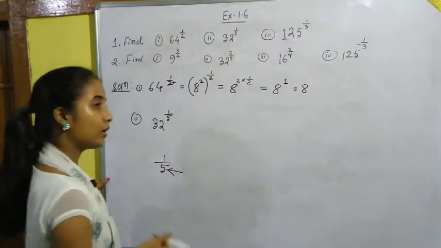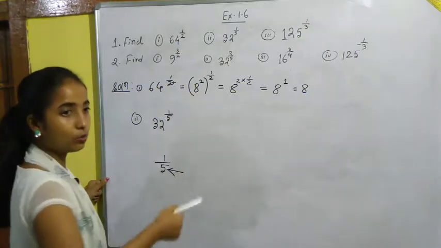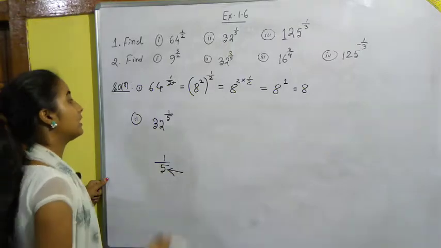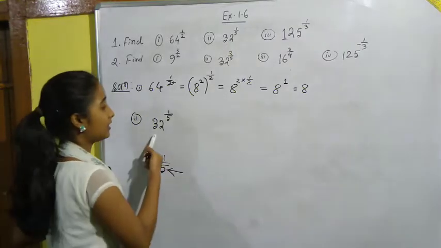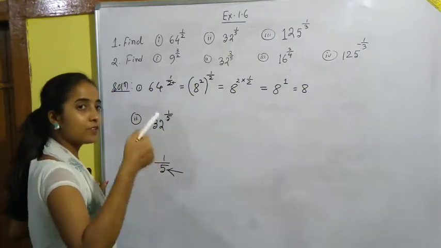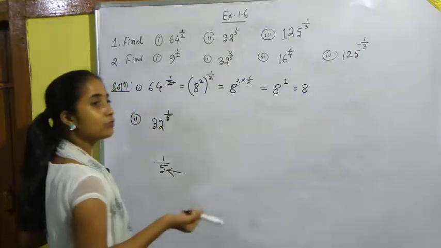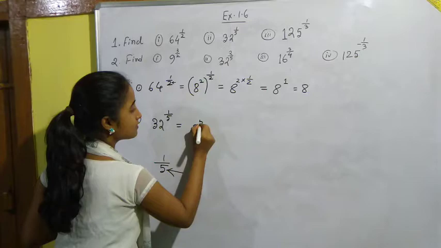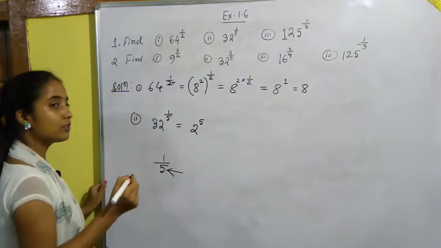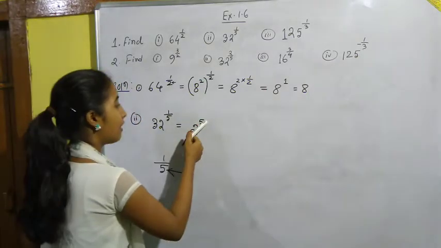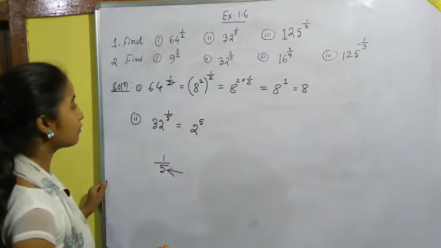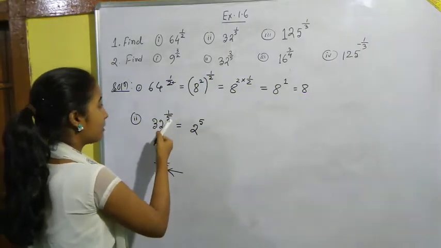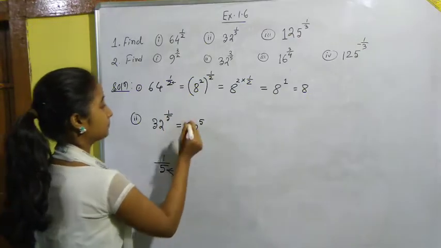That means we have to convert this 32 into the form of something to the power 5. If we want to write 32 in the form of something to the power 5, then what will that something be? That something will be 2. That means 32 can be written as 2 to the power 5. Why are we writing 2 to the power 5? Because in the exponent, the denominator is 5.